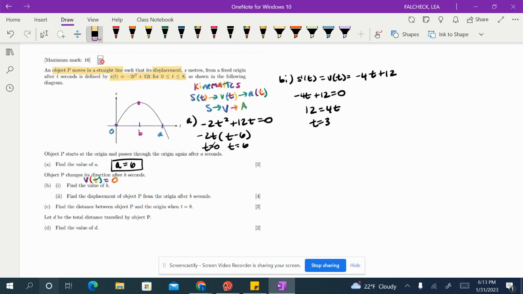So I'm going to start mocking up my little diagram here. I knew that B was 3 and A was 6. Okay, cool. I'm starting to get some info on this. So we've got B is equal to 3.